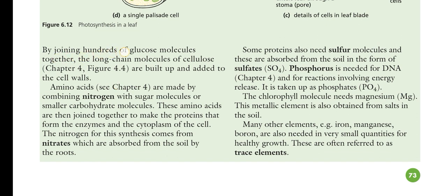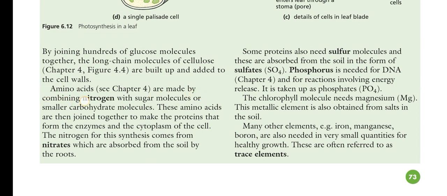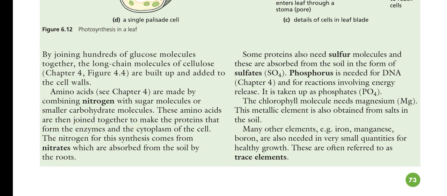By joining hundreds of glucose molecules together, the long chain molecules of cellulose are built up and added to the cell wall. Amino acids are made by combining nitrogen with sugar molecules, the smaller carbohydrate molecules. These amino acids are then joined together to make the proteins that form the enzymes and the cytoplasm of the cell. Nitrogen for this synthesis comes from nitrates, which are absorbed from the soil by the roots.